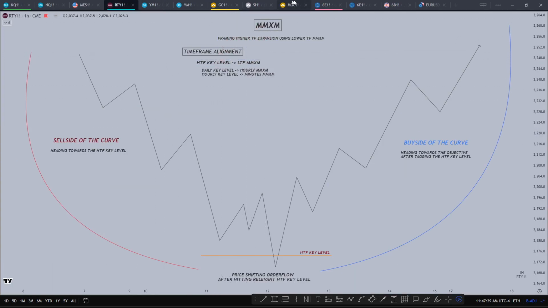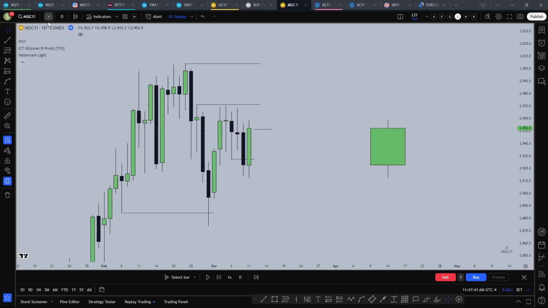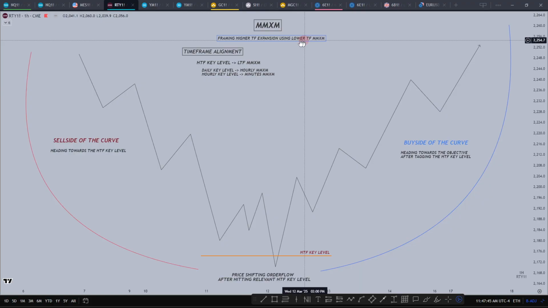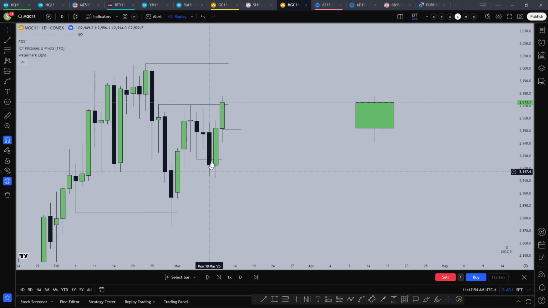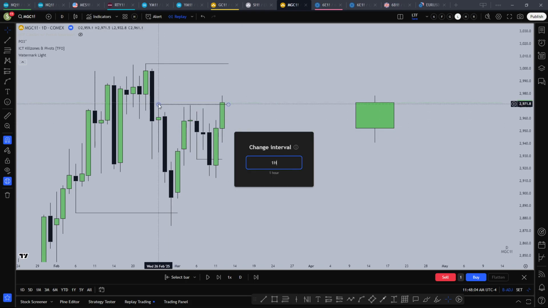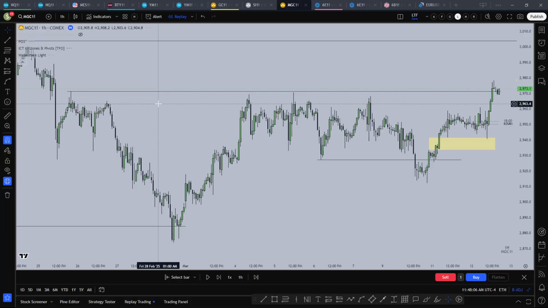Framing higher time frame expansion on the daily, how would you frame that? Using low time frame MMXM, daily key level, hourly MMXM, daily key level, or daily expectation for expansion. So hourly MMXM. You wanna frame hourly MMXM on this day to this objective. Okay, let's get into that.